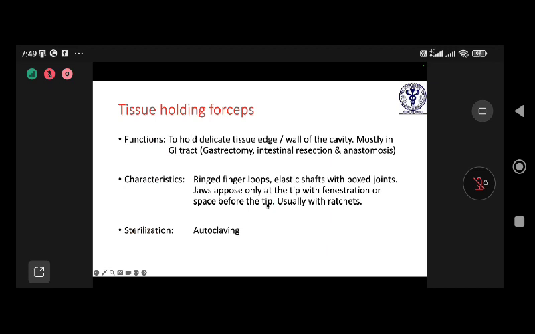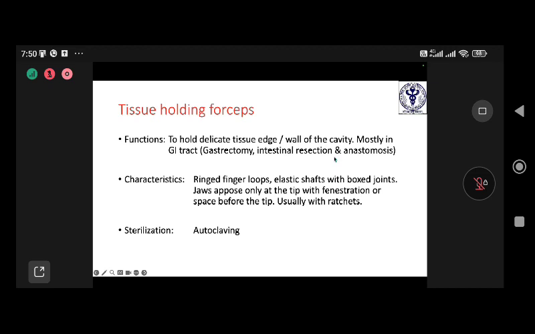Now, tissue holding forceps. This is again very common. The function is to hold a delicate tissue edge, or the wall of a cavity, or the fascia. Most commonly it is used either in superficial surgery during dissection, for example neck dissection, and also in deeper surgery like cavity surgery, abdominal cavity, gastrectomy, intestinal resection, anastomosis also. So if you are going to do an anastomosis, you will be holding the serosa, or for that matter the bowel wall, with the tissue holding forceps. And you should not be saying, when you are having a toothed instrument in your hand, that I will be holding the bowel wall with that.